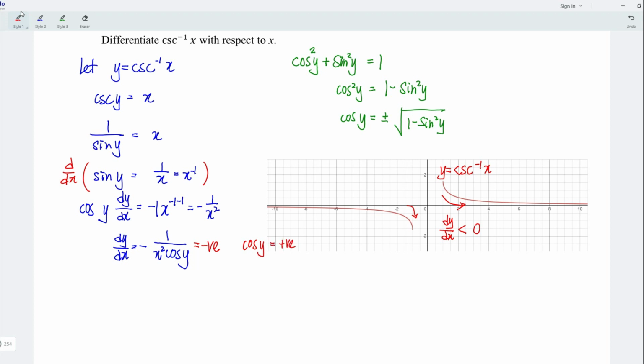This is because we have 1 over x squared is always positive. When we multiply negative, it becomes negative. And when we multiply cos y, to ensure that we always obtain negative, we should multiply positive. Since negative multiply positive equal to negative, therefore, instead of having plus minus, we should have only the positive part.